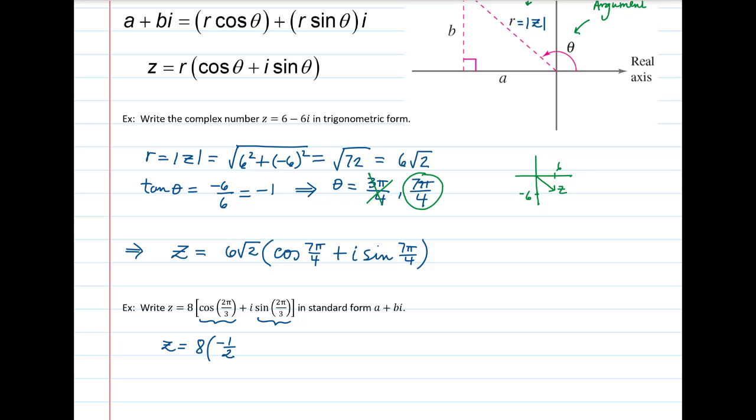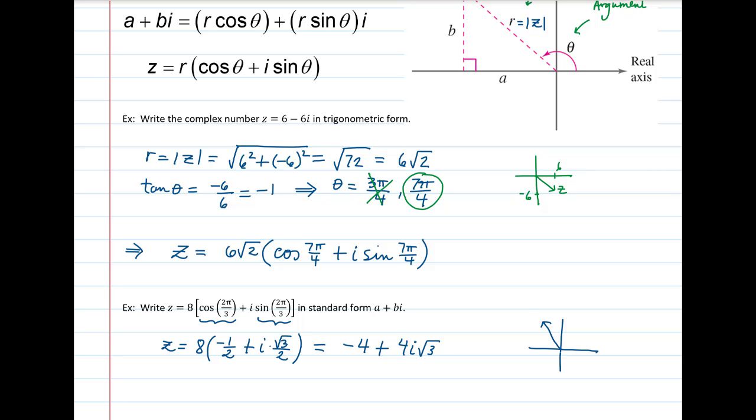And 2 pi over 3 is from the unit circle, so you should be able to do that without a calculator. Cosine of 2 pi over 3 is negative 1/2, plus i sine of 2 pi over 3 is square root 3 over 2. Okay, finally we're going to distribute that 8 and we get z is equal to negative 4 plus 4i square root of 3. And there we have our complex number in standard form.